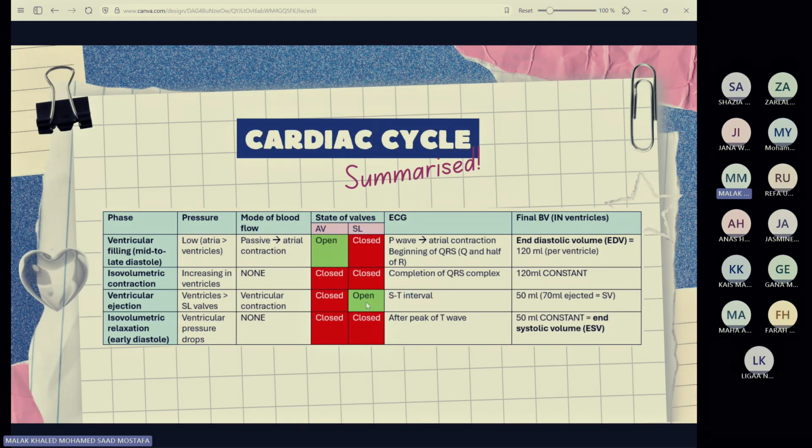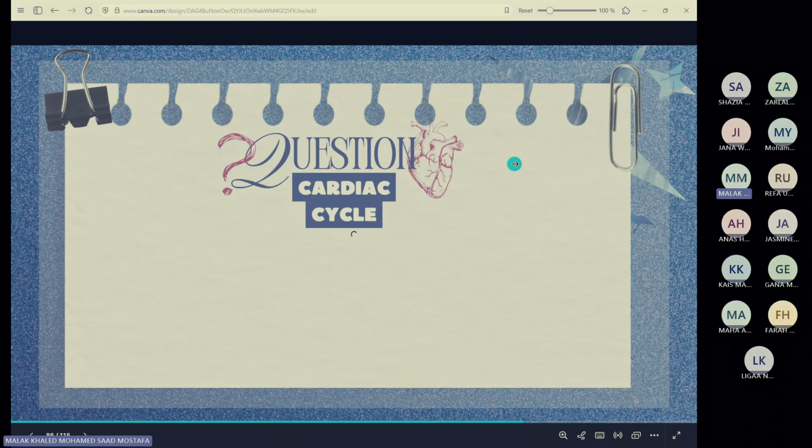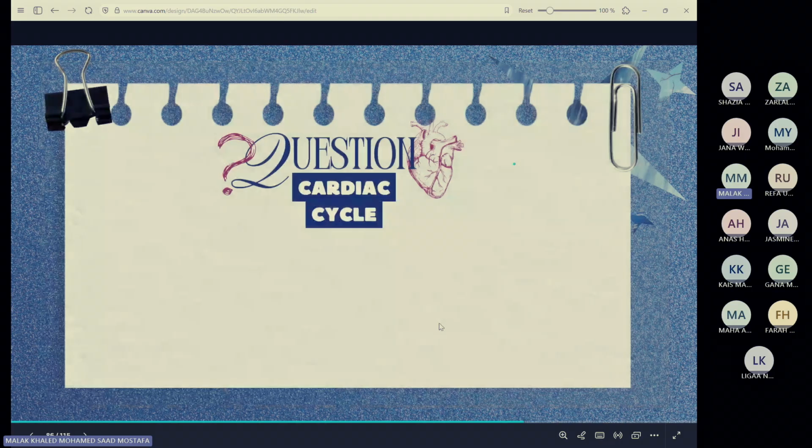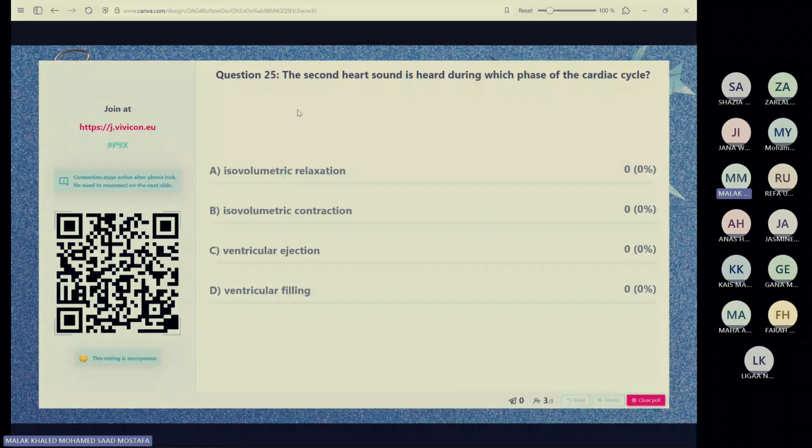This is a very quick summary table. Again, if you just need to review it before your exam, it combines all the phases of your cardiac cycle. And then one more question about cardiac cycle, but this one is related to the sounds because we're moving on to sounds after this. So the second heart sound is heard during which phase of the cardiac cycle? Okay. So second sound in isovolumetric.